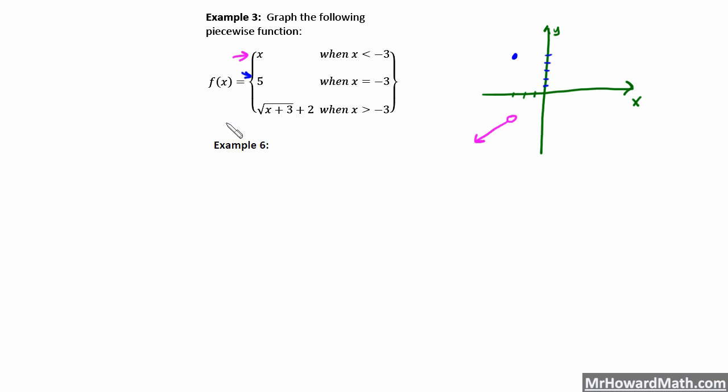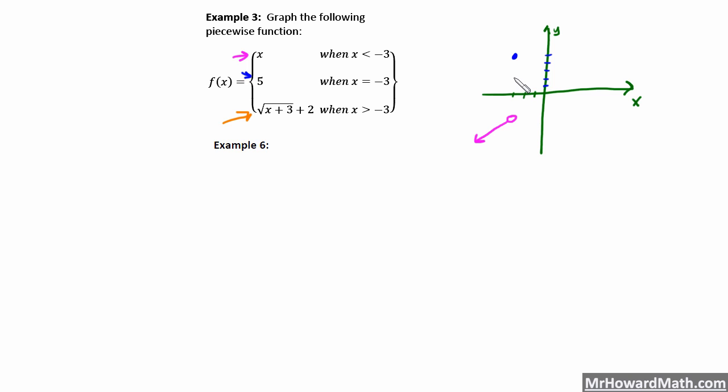So the last piece is this part here. We have a square root, and it has been shifted left 3 and up 2, so it's the standard shape like this of a square root function. You can review that in the earlier Unit 8 lesson videos on the pre-cal playlist if you need help with square roots, but it has been moved left 3 and up 2.